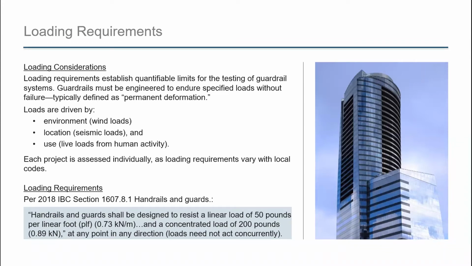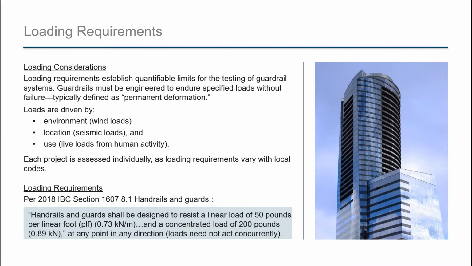Note the live loading requirement at the bottom of the slide here, which is either 200 pounds concentrated, which is a load applied at a single point, or 50 pounds per foot, which is applied across the entire length of the railing. This is usually applied laterally at the top of the railing to create the highest stresses in the railing.